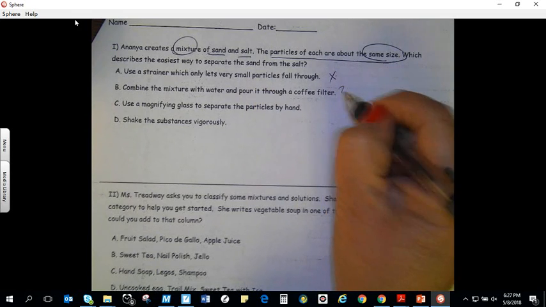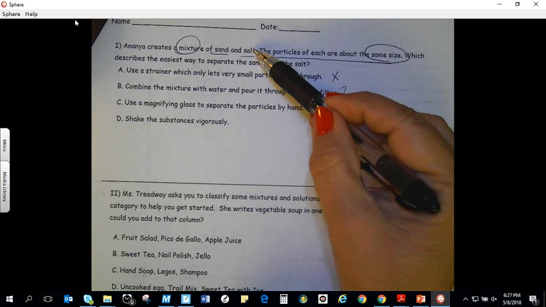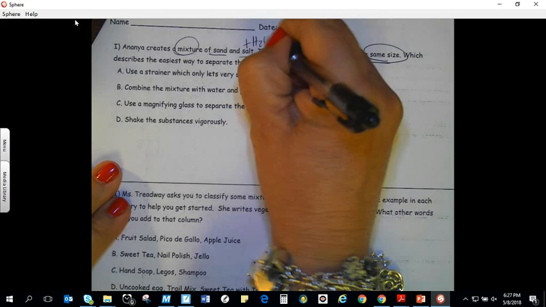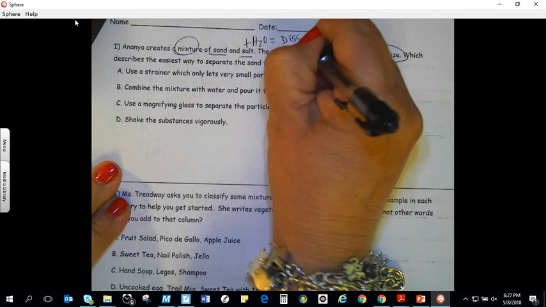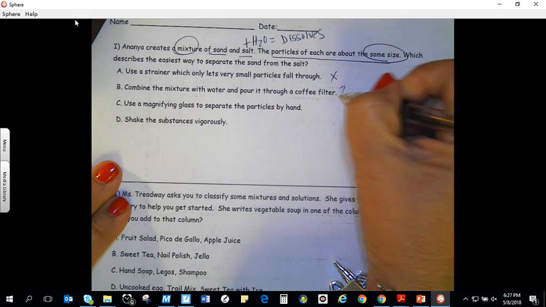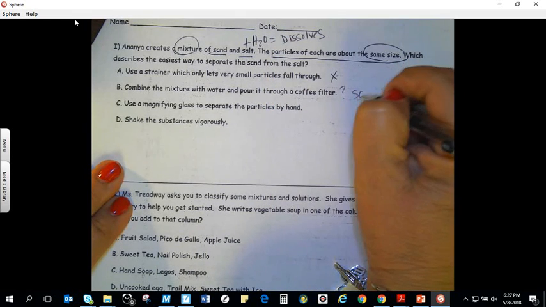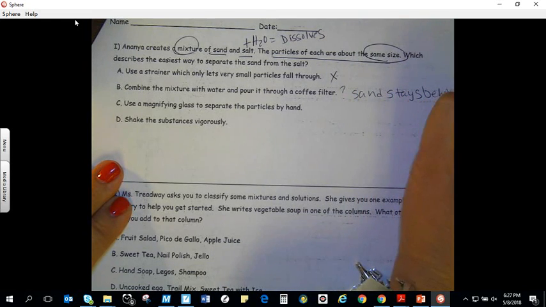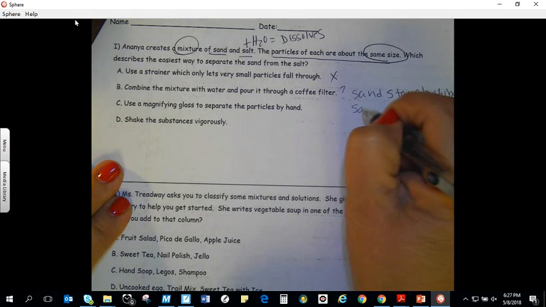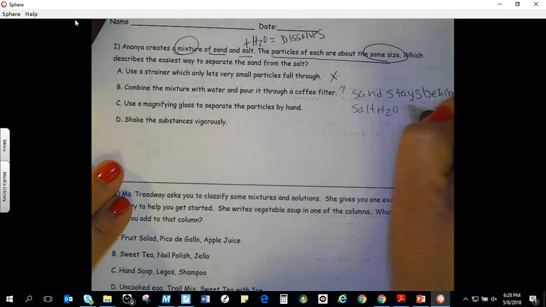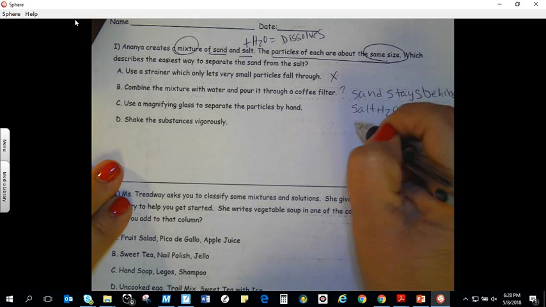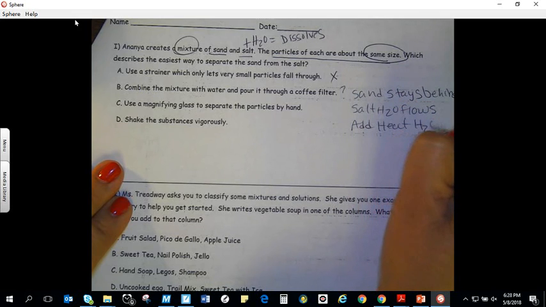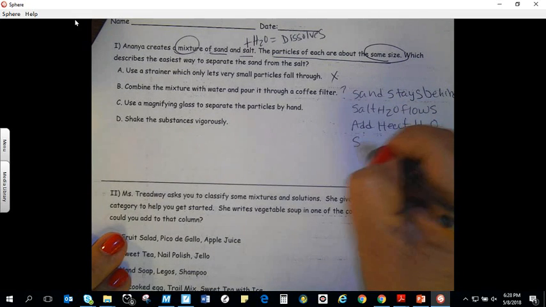Does she combine the mixture with water and pour it through a coffee filter? That could be a possibility, because what's going to happen to the salt? The salt with water, salt plus H2O, dissolves. So if she poured it through a coffee filter, the sand stays behind. The salt water flows through, and she'll add heat to the water. Water evaporates, salt stays behind.